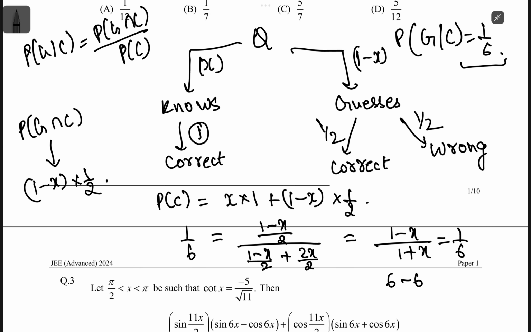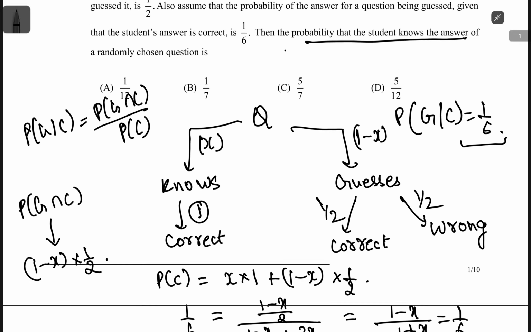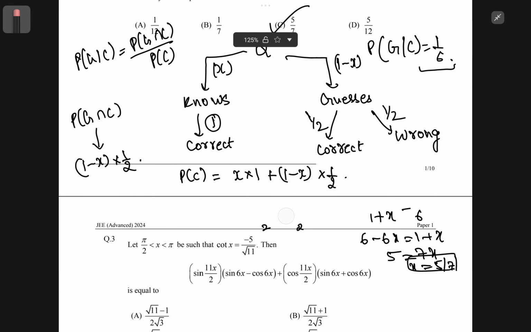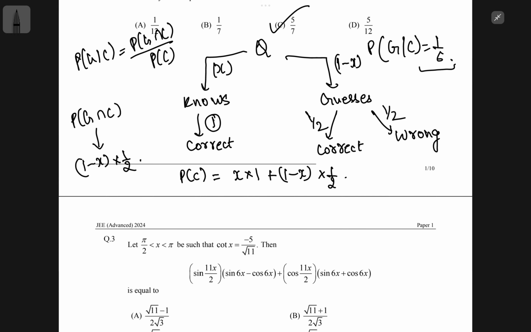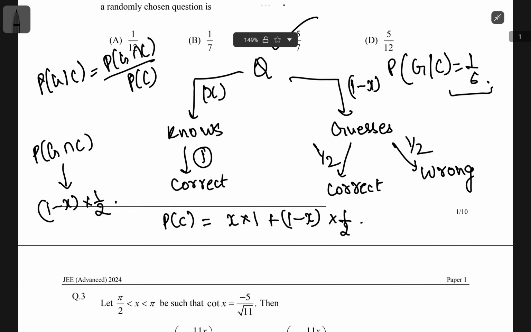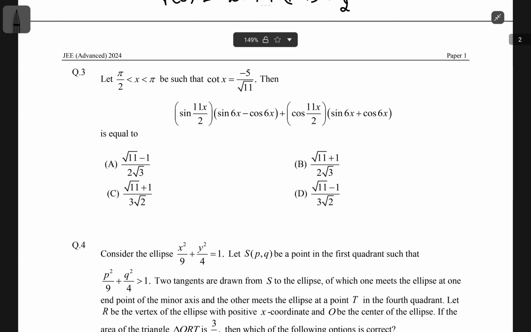So yeah, I think I have solved correctly. X should be 5 by 7. Yeah, so this should be the answer for this question. I think my explanation in this one was pretty good. So this was very easy to understand. Okay, let's move on to the next question.